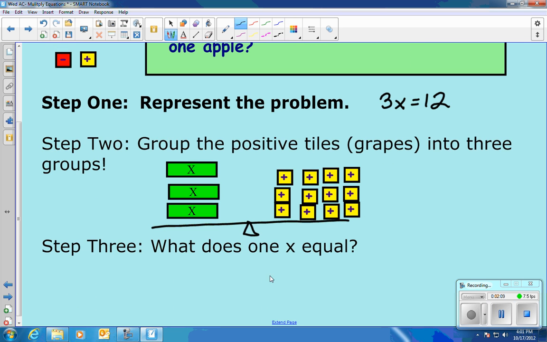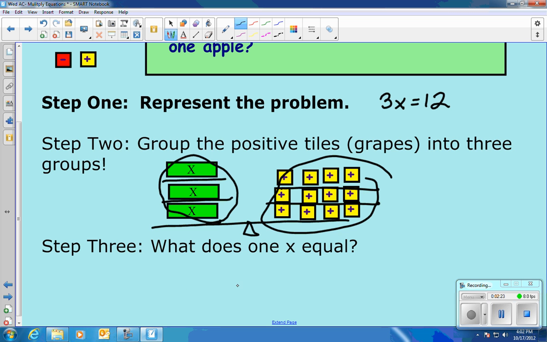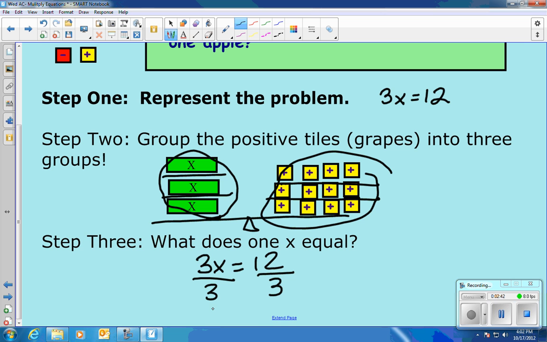Okay. So what does 1x equal? Well, again, this is the same thing as us splitting this into 3 groups. So when I split this into 3 groups, I should have 4 in each group. So basically, that means that when I took my 3x equal to 12, I divided by 3 because I was dividing this into 3 groups, and I divided this side into 3 groups, which told me each x equaled 4, or each apple equaled 4 grapes.